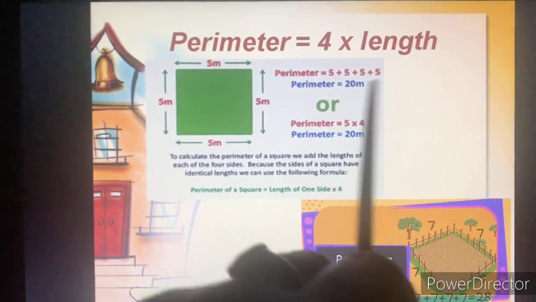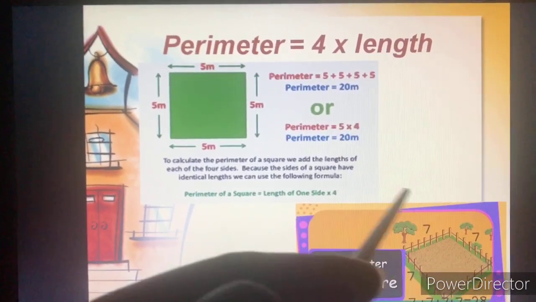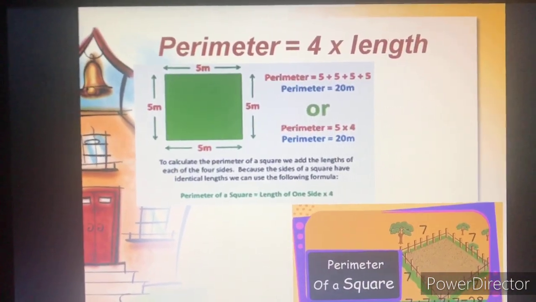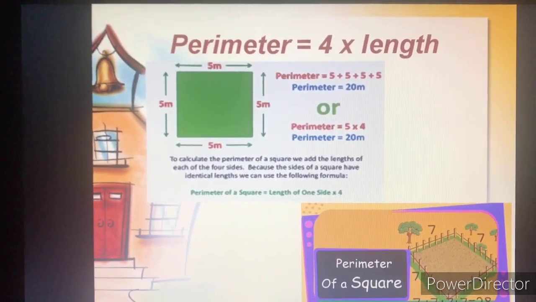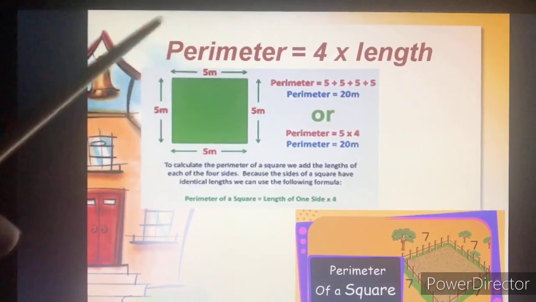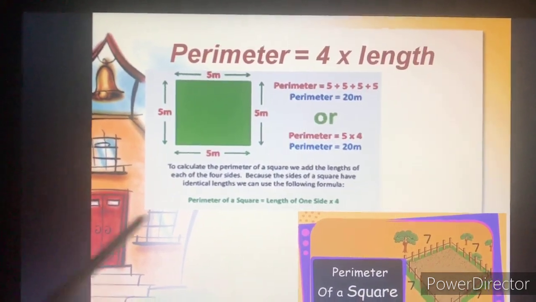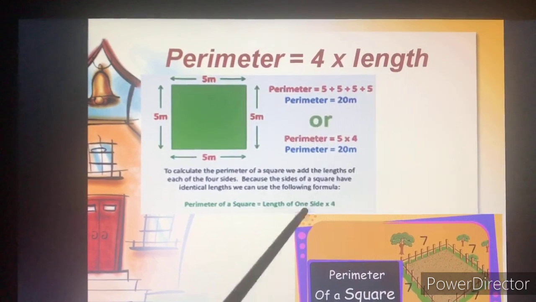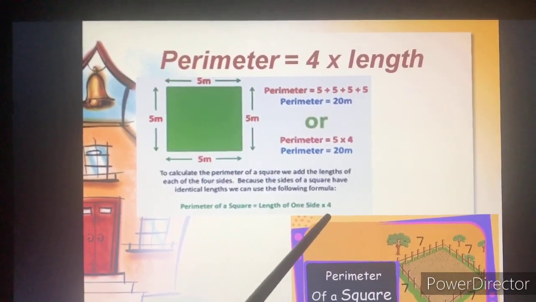Yes, 20 meters. See the answers? Both the answers are the same. So this is how you can calculate the perimeter of a square. We can add the length of each of the 4 sides, but we can also multiply the one side length. So the perimeter of a square is equal to the length of one side multiplied by 4.